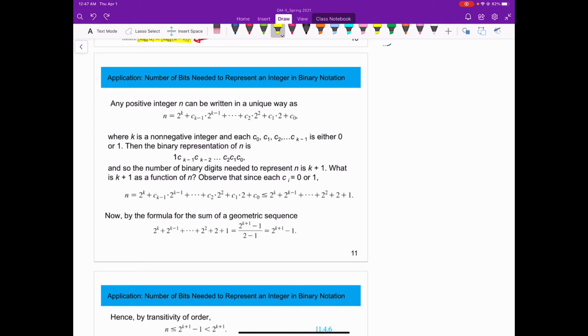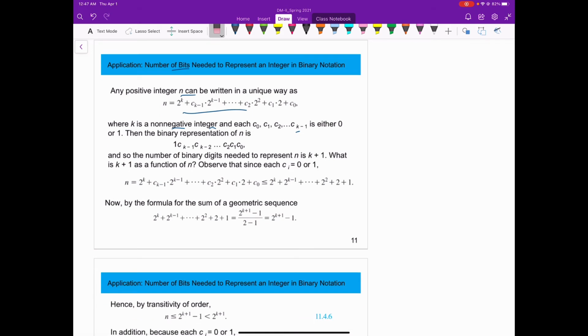In the next slide, we are going to discuss an application: the number of bits needed to represent an integer in binary notation. All right. So here the problem: any positive integer n can be written in a unique way as this, where k is a non-negative integer and each c0, c1, c2, up to c_{k-1} is either 0 or 1. Then the binary representation of n is given like that. And so the number of binary digits needed to represent n is k plus 1. There should be k plus 1 binary digits required. What is k plus 1 as a function of n? All right. So this is the question that we have to answer here.